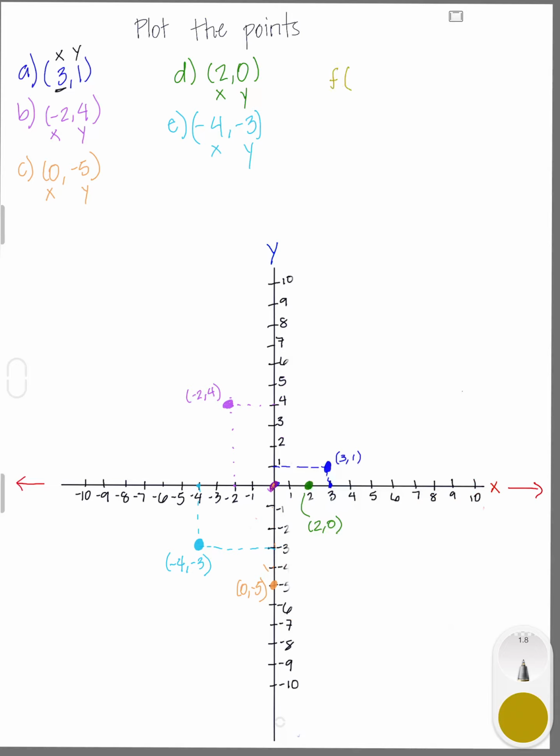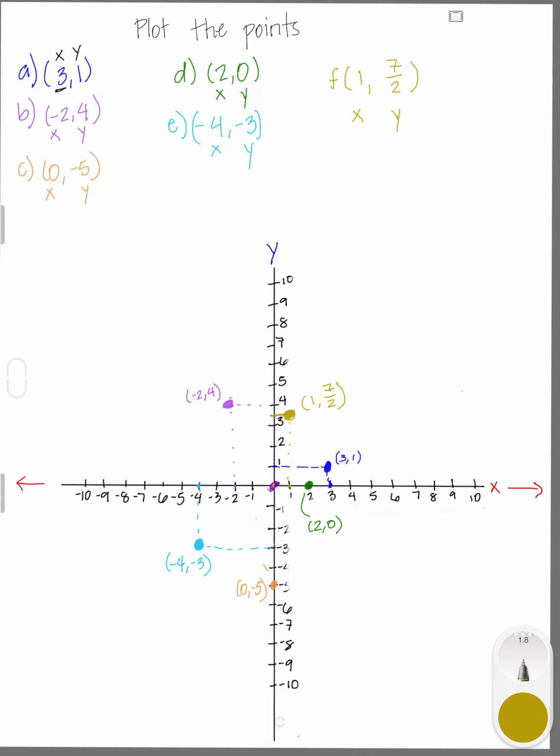And this is going to be 1, 7/2. So x is 1 and y is 7/2, which is 3.5. So we'll go to 1 in x, and then from there we're gonna go up a little bit above 3, right in the middle, between 3 and 4. And this is our point F, which is 1, 7/2. And that's how we plot points.